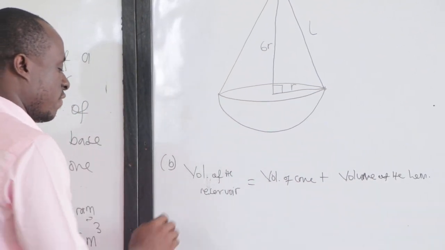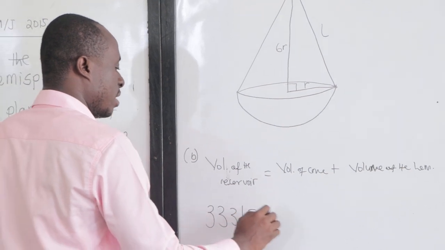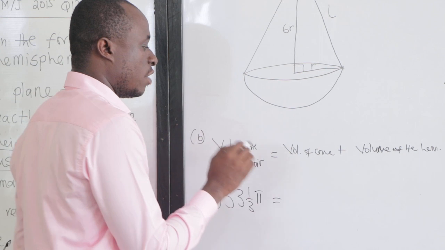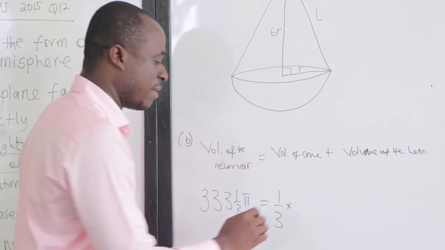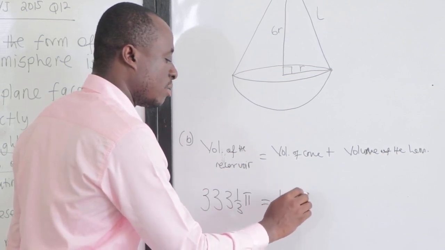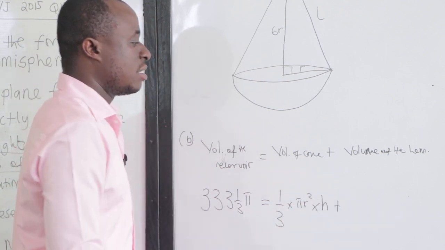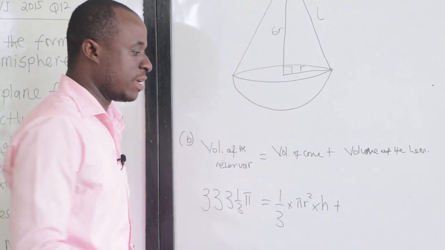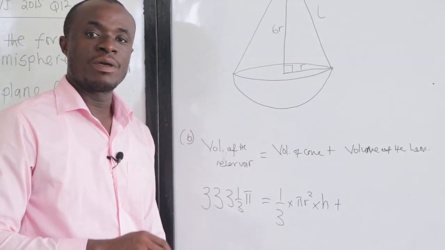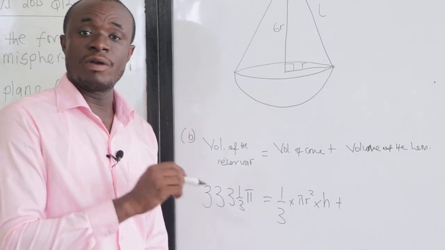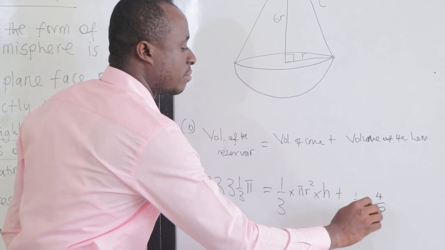Now, what's the volume of the reservoir? We are given 333 1/3 pi. Now, what is the volume of the cone? The volume of the cone is 1/3 base area, but the base is a circle, times the height, plus, how do you find the volume of the hemisphere? When it's a full sphere, the volume is 4/3 pi r to the power 3. But we are told it's a hemisphere, so it means half of a full sphere.